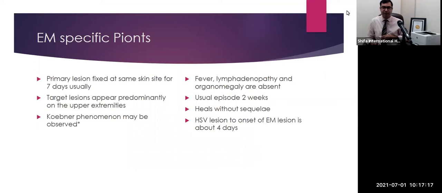Now, with regards to the EM specific points, fixed lesions, you just think about acute self-limiting fixed skin lesions. Targetoids are typical but can be in evolution. Koebner phenomenon is usually observed if there is trauma. So let's say if somebody has started EM lesions, and if they have any scratch on the face or arm, they will have erythematous papules there as well. Fever, lymph node involvement, and organomegaly are usually absent. If there are, then think outside the box, and it usually heals without any sequelae.